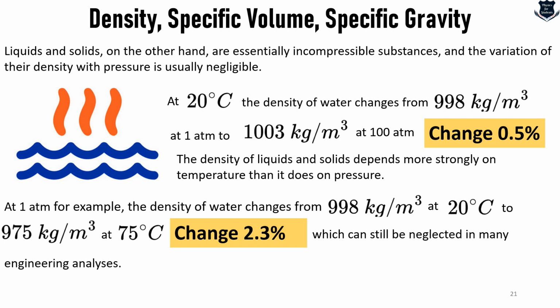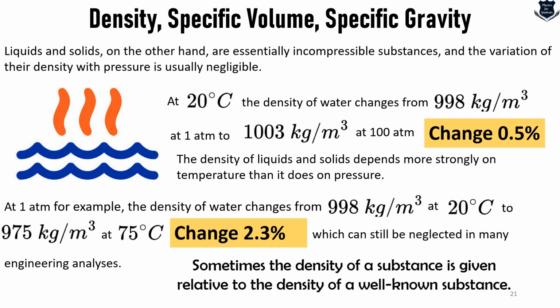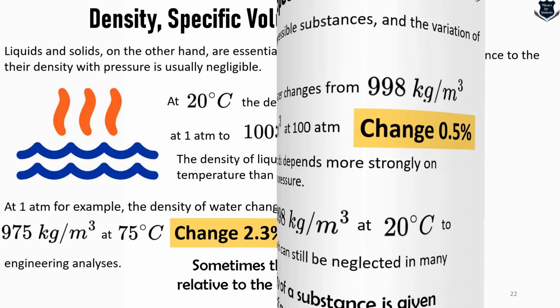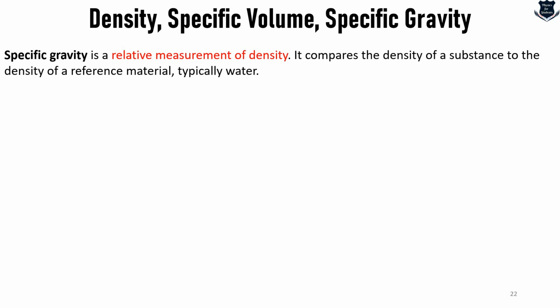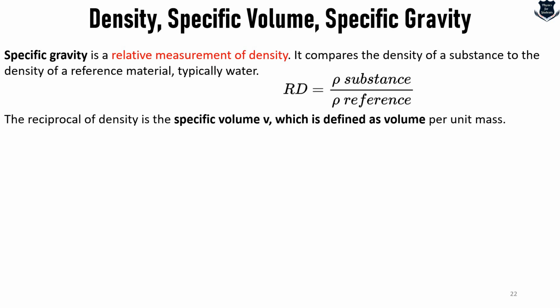Now from here we come to the concept of specific gravity. Sometimes the density of a substance is given relative to the density of a well-known substance, and that reference is nothing but water, H2O. Here is a quick definition: specific gravity is a relative measurement of density that compares the substance with water. So we can say RD equals rho of substance divided by rho reference.